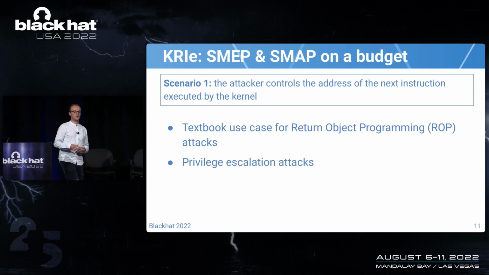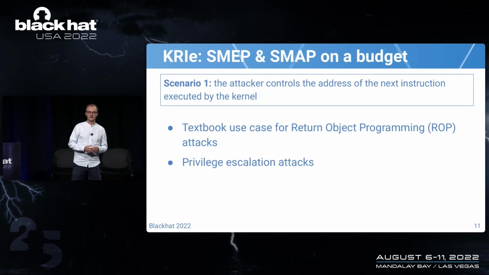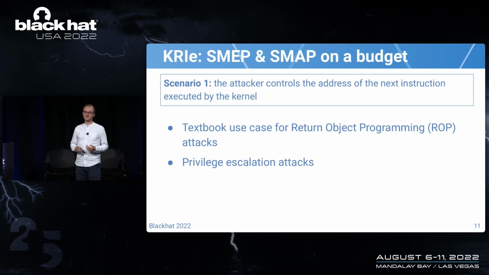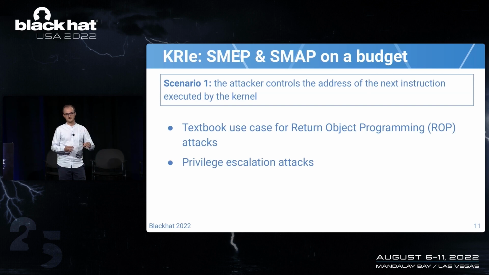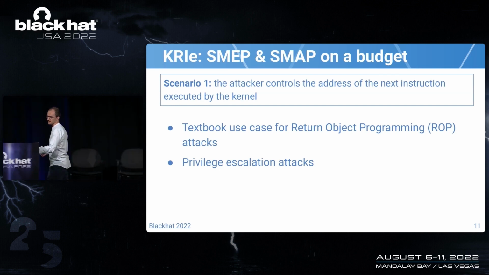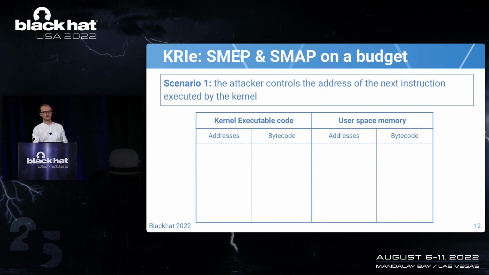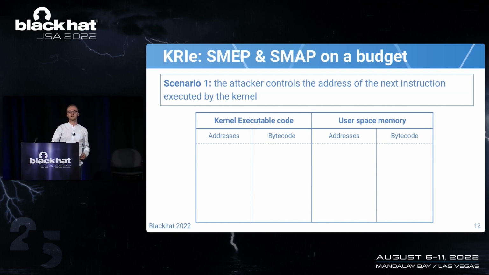All right, so let's talk about the first scenario. Let's say that an attacker controls the address of the next instruction executed by the kernel. This is a very textbook example of a return-oriented programming attack. These kernel attacks are usually used to try to eventually elevate your privileges and gain root access on a machine when the process actually goes back to user space. So let's go through the different steps of the attack and see what's happening and how KRI can help detect these kinds of attacks.